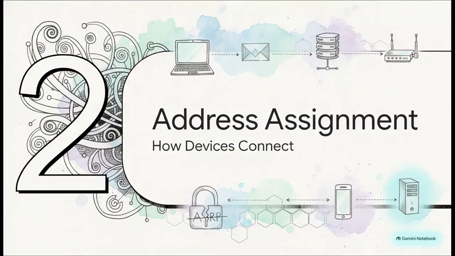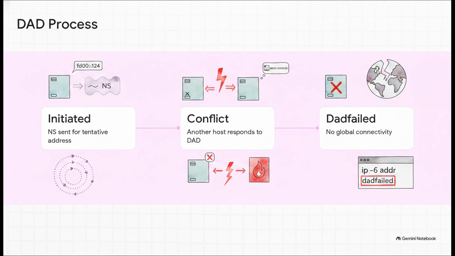Moving on to Section 2, Address assignment and NDP, and how devices actually connect. Since we've established that ARP is totally gone, we need to understand how devices actually assign themselves addresses and find each other on the local network. A really crucial point here is understanding duplicate address detection, or DAD. When a host wants an address, it kicks off DAD by sending a neighbor solicitation for that tentative address over to the multicast group.